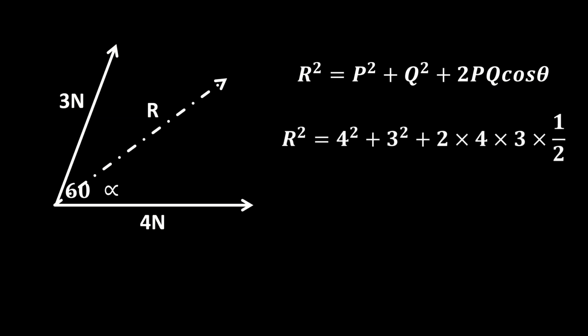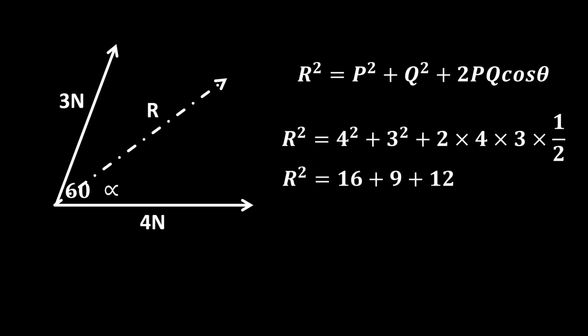So let's apply them to several problems. Consider this example. Your goal is to find the resultant force, which is r, and the angle, which is alpha. Let's write the first equation in order to find r. R squared is equal to p squared plus q squared plus 2pq cos theta. Let's substitute the values. P is 4 newtons and q is 3 newtons. The value of theta is 60 degrees.